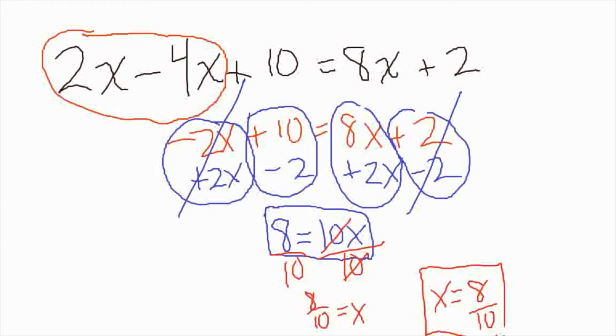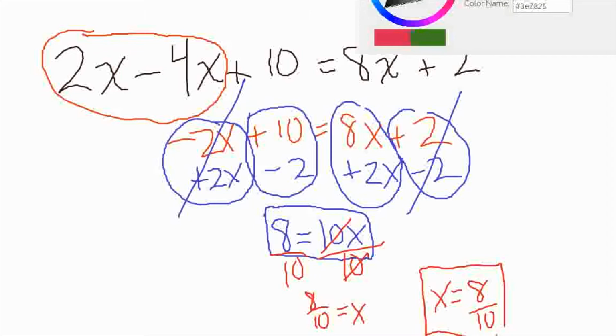So I added something, I subtracted something, and then I divided something, and that gave me 8/10. If you were to replace the x in the black equation with 8/10, you would see that both sides would work out to the same value. In fact, I will do that right now.